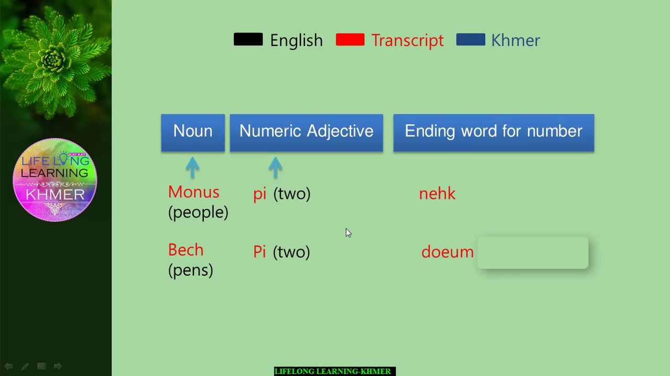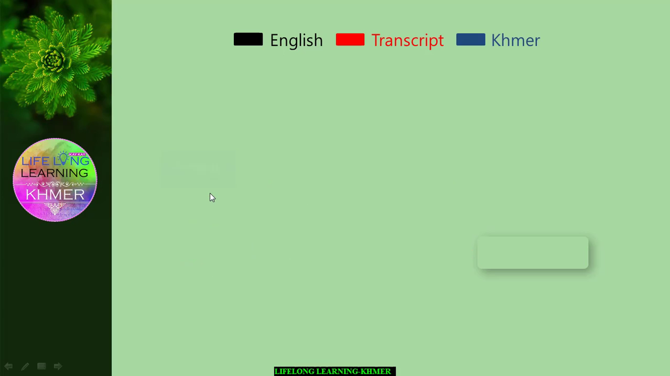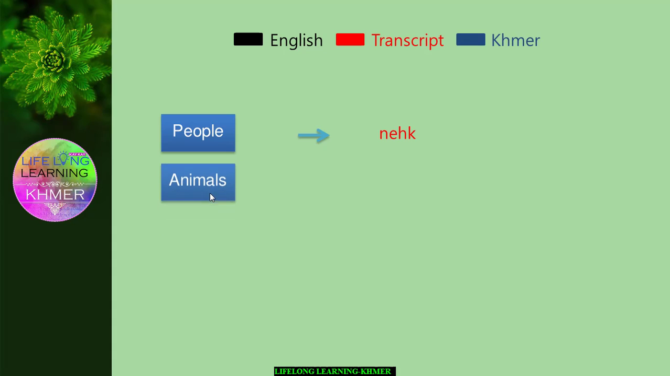Alright, so I want you to go to another slide which talks a little bit about the difference of the heading nouns here and the ending word for the number which modifies this noun. Okay, so we have a lot of categories, but I'm going to show you only some which are really common. Alright, so people we use with ne. So you say 2 people, menu pi ne. And with animals we use kabal.